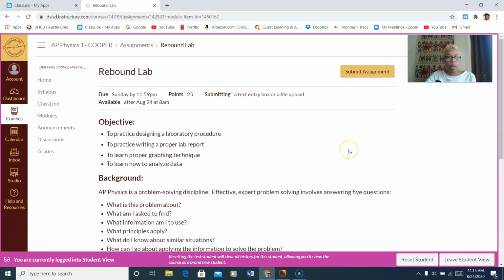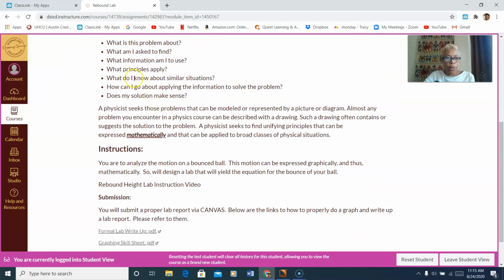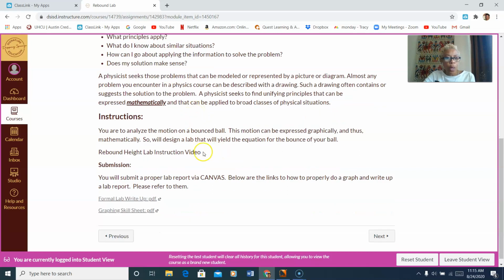And the lab today is a rebound lab. And what you're trying to do is model movement via a graph and an equation. So you're going to collect data on the bounce of a ball, the rebound of a ball. Here are some objectives you can read through, a little bit of background which you can also read through. I will link the video right here, the one I'm recording right now.